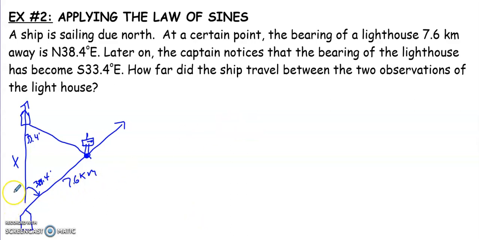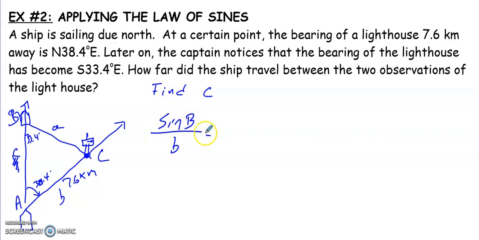If we label our triangle, we can label the angles A, big B, big C. That would make the sides little a, little b, and little c. We want to find little c. They gave me big B and little b. So I'm going to use the equation sine big B over little b equals sine big C over little c. Well, there's a problem. I don't know big C.